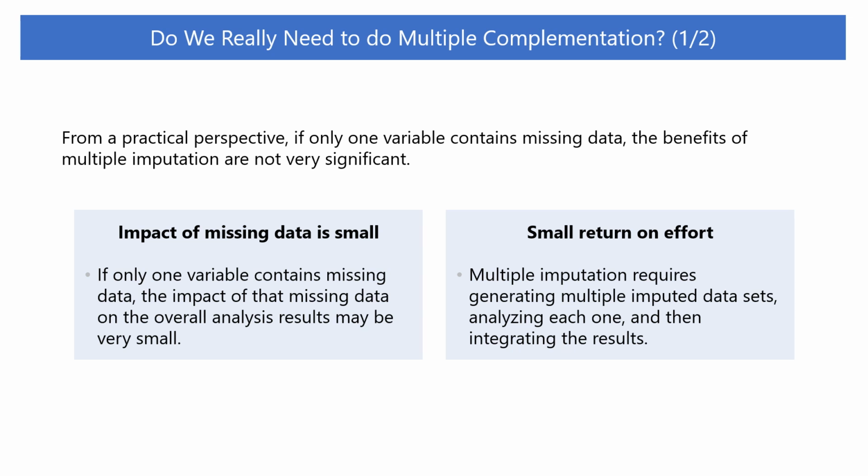The second reason is small return on effort. Multiple imputation requires generating multiple imputed datasets, analyzing each one, and then integrating the results. If there is only one variable that contains missing data, there is little benefit in going to such trouble, and in many cases, simpler imputation methods will produce sufficient results.